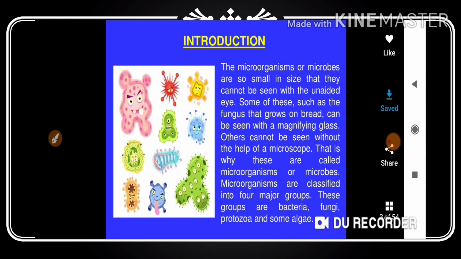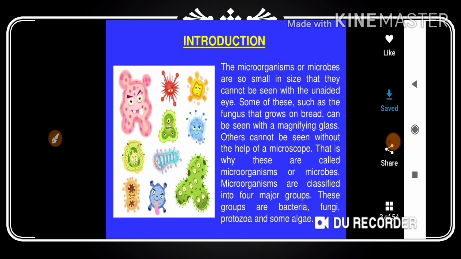The microorganisms or microbes are so small in size that they cannot be seen with the unaided eye, or we can say the naked eye. These are very small. How small? These microorganisms cannot be seen by our human eyes. If you could see them, you would definitely move away from them.